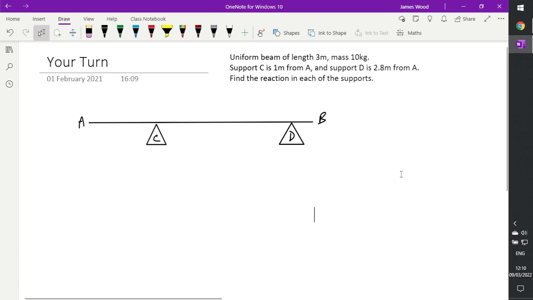Okay. So for this one, a uniform beam again, so the centre of mass is exactly halfway. So let's put that on here. Now notice that this time I've given you the mass rather than the weight. So the weight is going to be 10g, or 10 times 9.8.